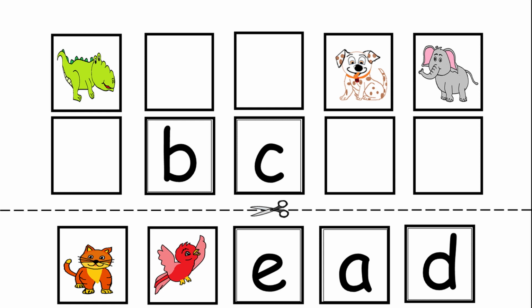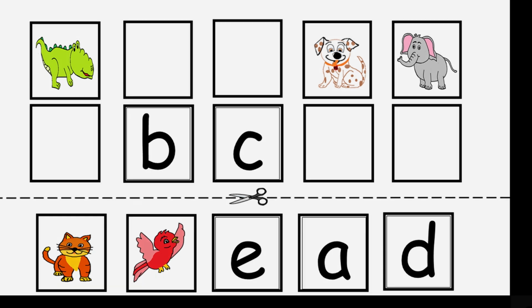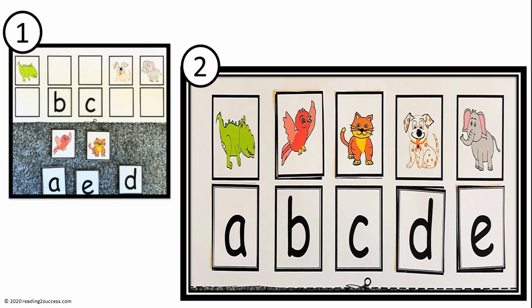We are going to end our week 1 sound letter teaching cards with this activity. Cut out the pictures and letters below the cutting line and have kids paste them in the correct squares so that we have them in order to make alligator, bird, cat, dog, and elephant.